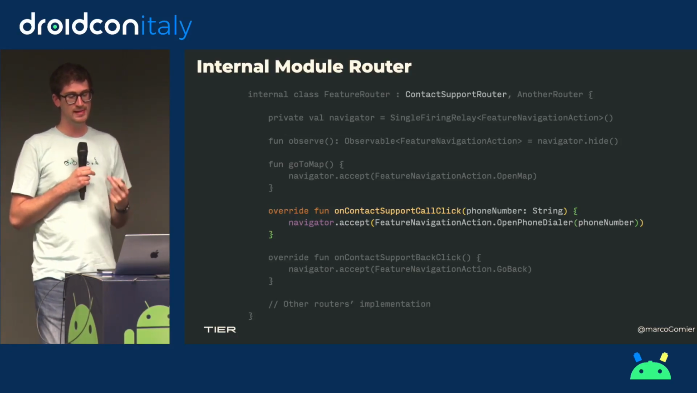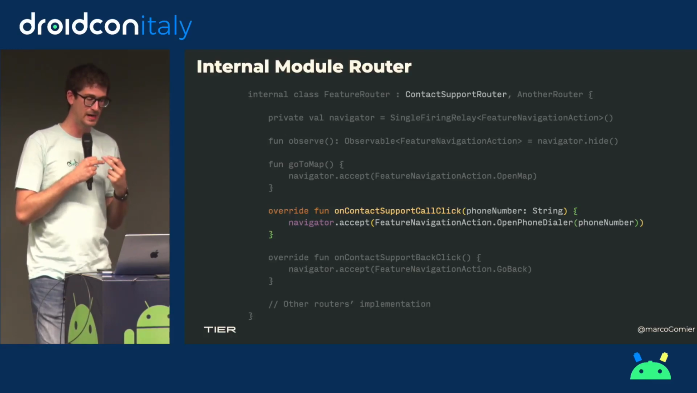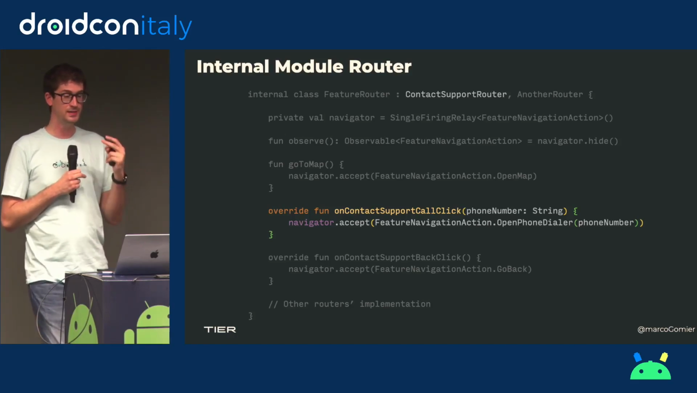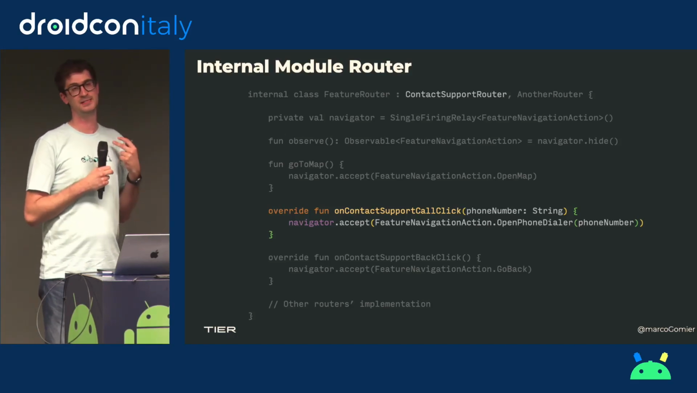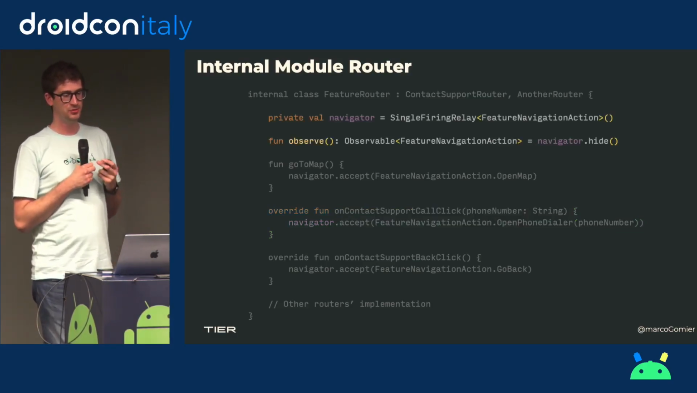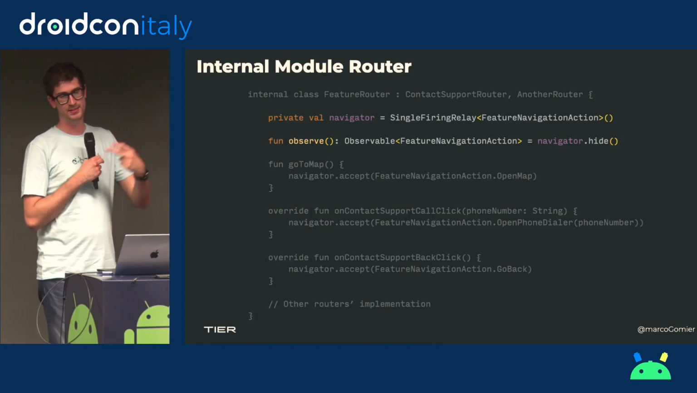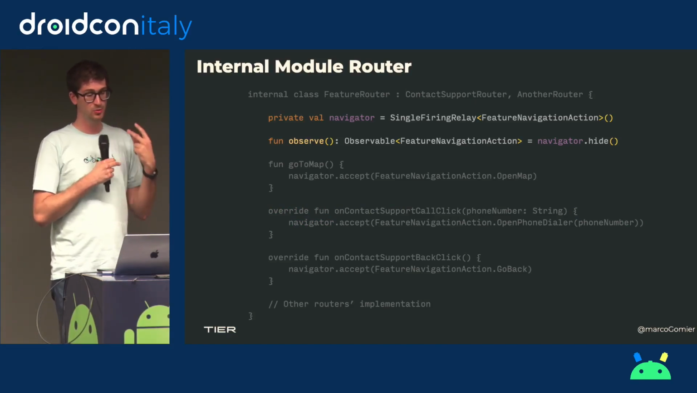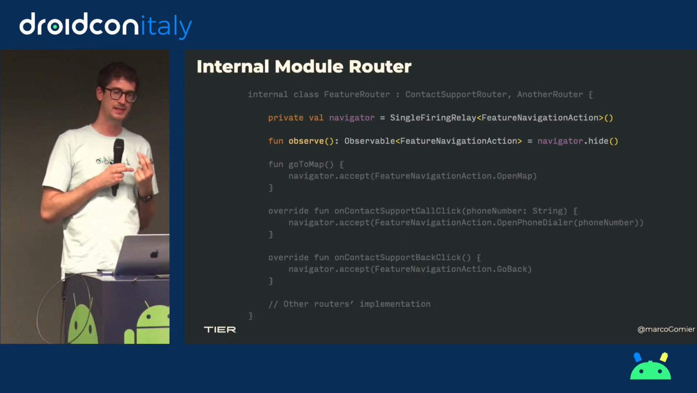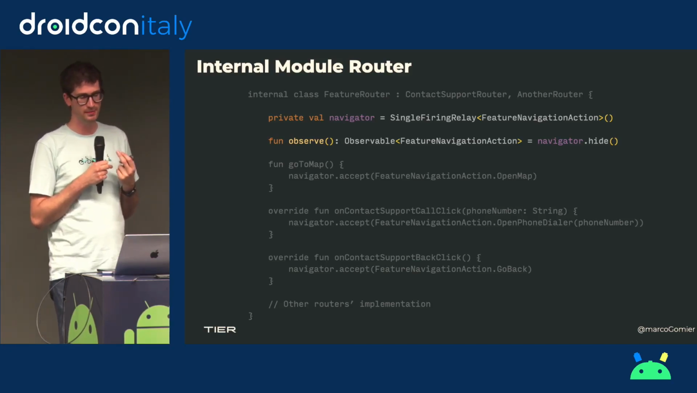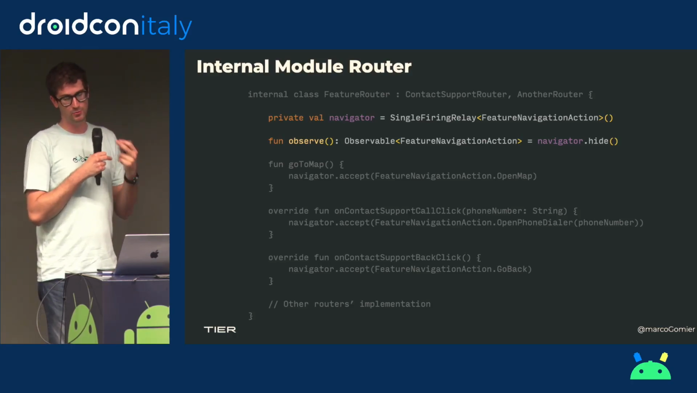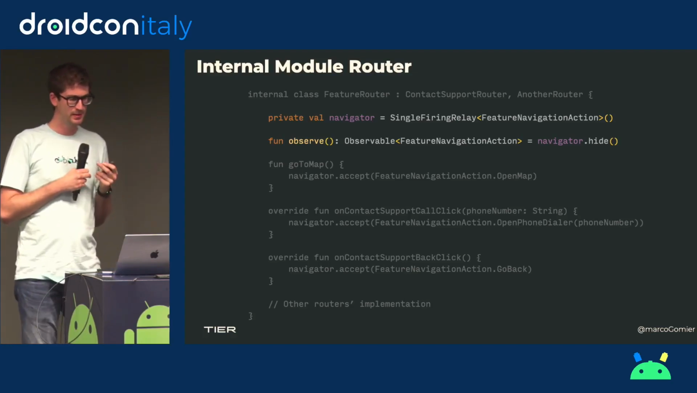And in order to do that, it must override the specific function exposed by the router of the feature. So in this case, it's overriding it, and it's just sending navigation events to something. And those navigation events can then be observed from the external world. So, for example, from the view model, so we can handle navigation. The navigation events in our case are exposed with an observable, because we are still using Rx, but it could be a flow or whatever you want.